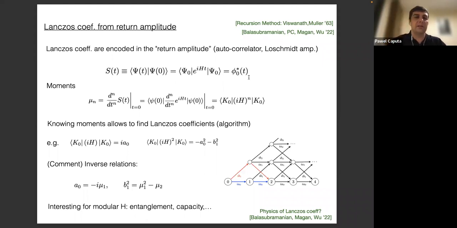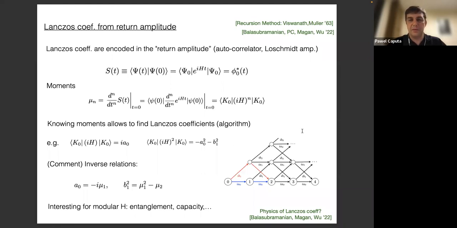And how do we get it? We can compute moments of this return amplitude. If you compute the nth derivative of S of t at t equal to 0, this is by definition just the expectation value of iH to the n in this initial state. Then you can run a particular, very well defined algorithm, whose details I will not show here, that tells you how to relate these a's and b's to the moments.